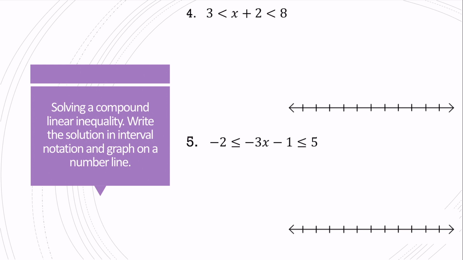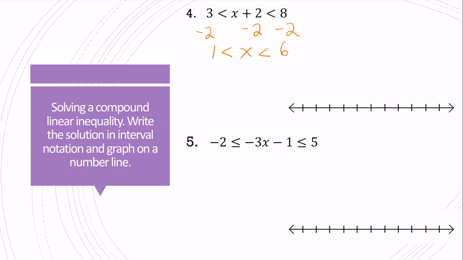When we're solving compound inequalities, what I want you to do is treat the left and the right like you treat the middle. So what I do to one side, I have to do the other. Here, I've got 3 is less than x plus 2 is less than 8. So I need to subtract 2 from the middle. Well, if I do that, in order to maintain the inequality, I also have to subtract it from the left and from the right. So I have 1 is less than x, which is less than 6.